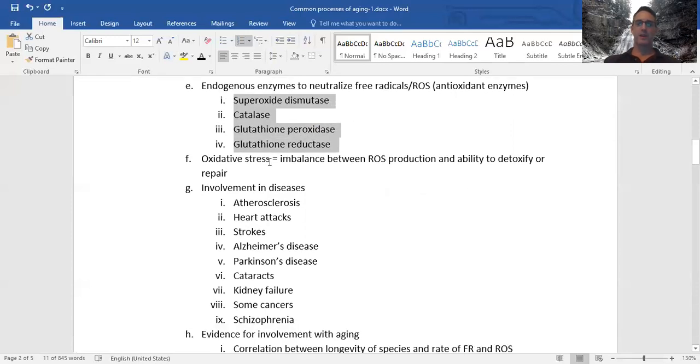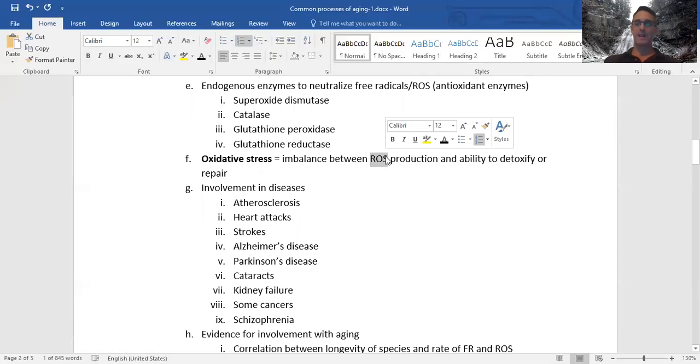Another term, remember I talked about oxidative damage a moment ago. Sometimes this term oxidative stress is used. And that's when we're producing more reactive oxygen species than we can handle. We can't detoxify them fast enough. They're building up too much. That leads to oxidative stress. And there are some ways to measure this.